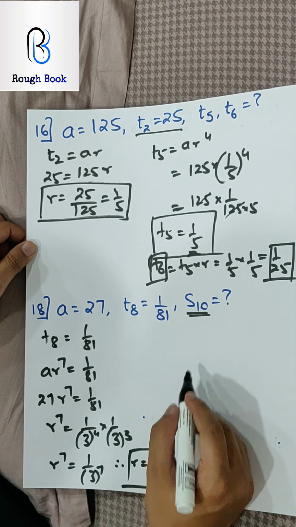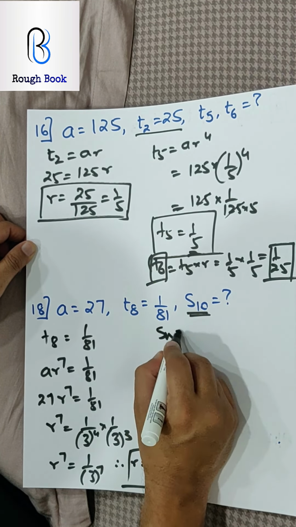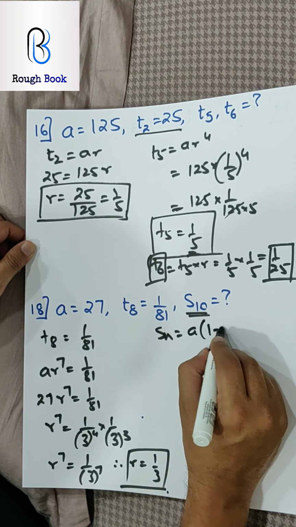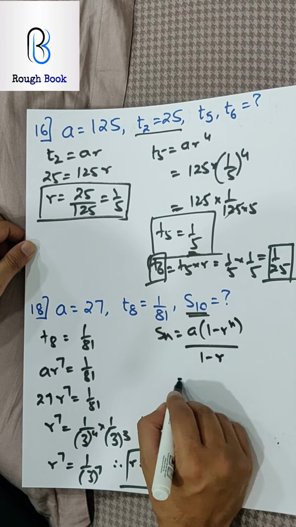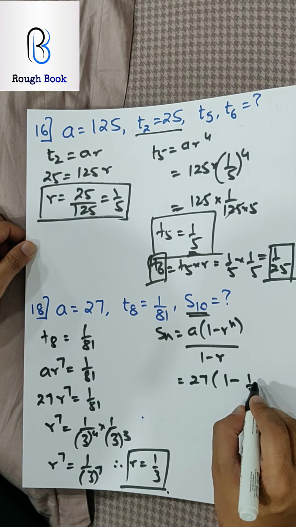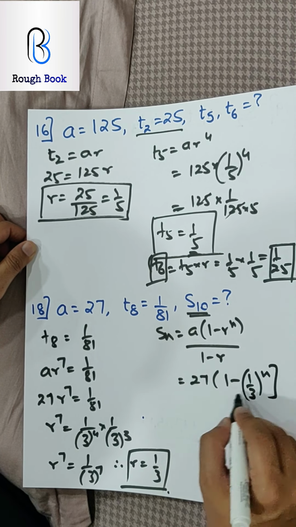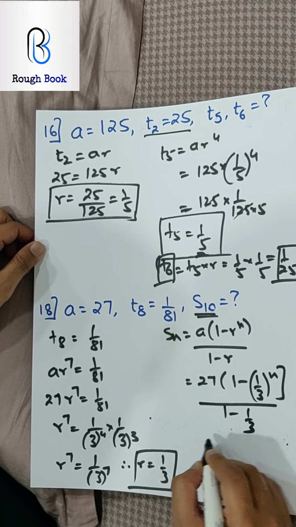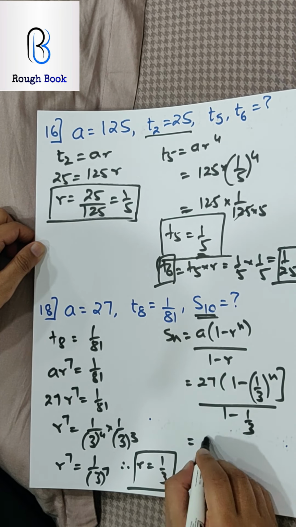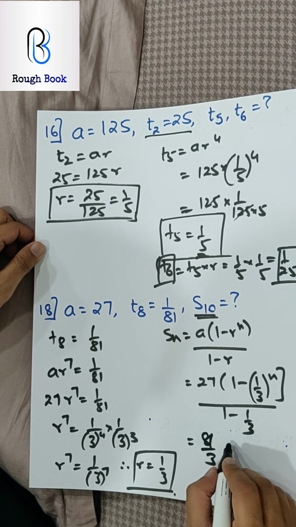Once I've got r and a, now I can find anything. So Sn, since the absolute value of r is less than 1, is a(1 minus r^n) over 1 minus r. My a is 27, so it is 1 minus (1/3)^n upon 1 minus 1/3. So 3 minus 1 gives 2 by 3. 2 by 3 going up becomes 81 by 3.